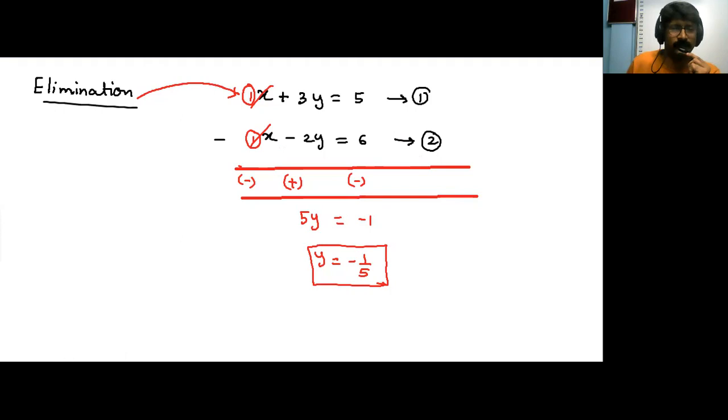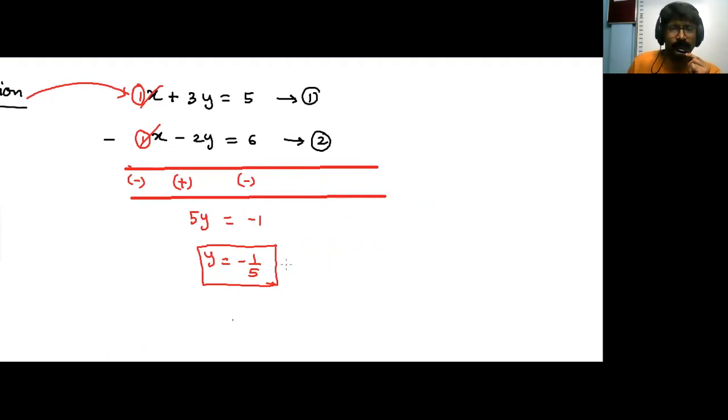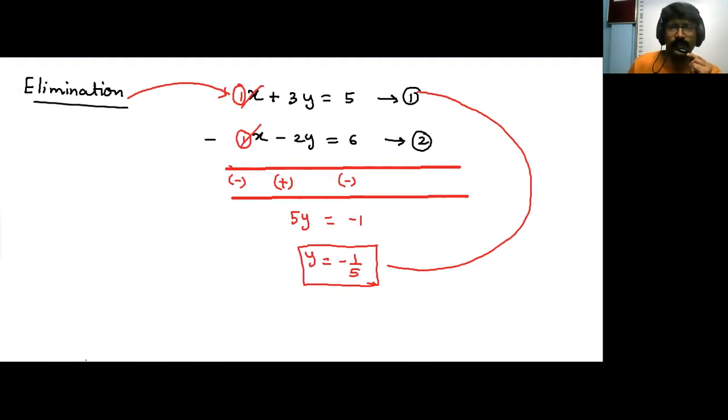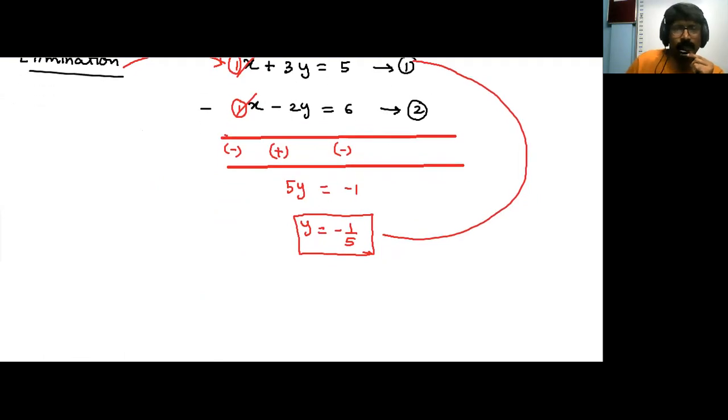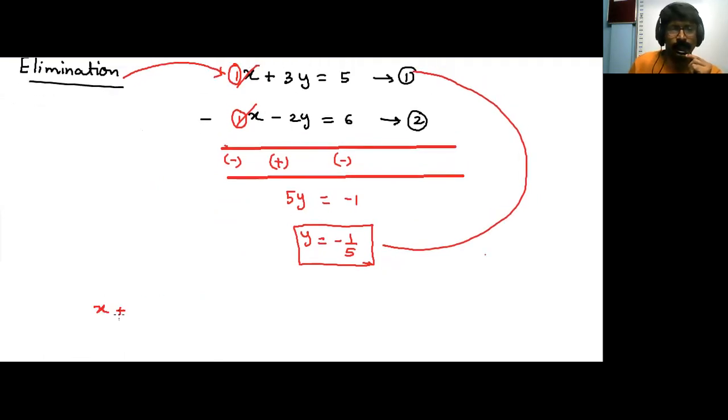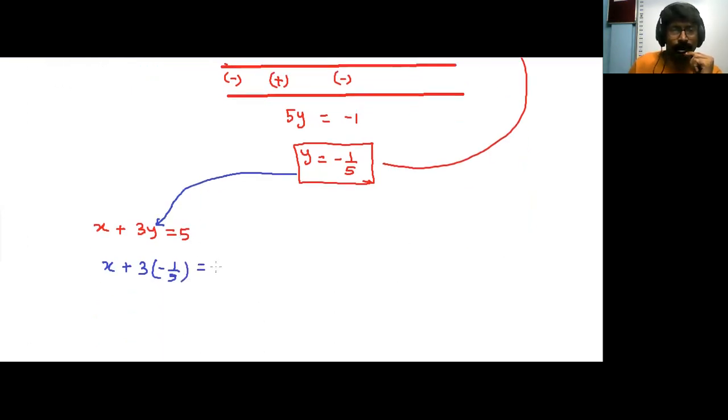It's really simple. Now once you get the value of y, you can plug this value of y into either equation number 1 or equation number 2. It doesn't make any difference. You can put it in any one of the equations. Like, I'm taking x plus 3y is equal to 5. And now we're going to plug the value of y in this place. Are you getting it? So x plus 3 into negative 1 upon 5 is equal to 5. So this will become x minus 3 upon 5 is equal to 5.